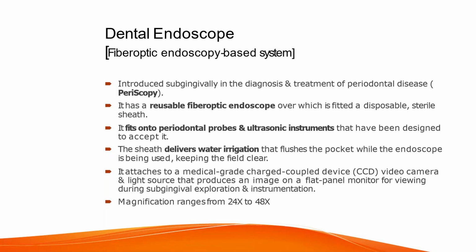The sheath further delivers water irrigation that flushes the pocket while the endoscope is being used, keeping the field clear. It attaches to a medical grade CCD video camera and a light source that produces an image on a flat panel monitor for viewing during subgingival exploration and instrumentation. The magnification ranges from 24x to 48x in perioscopy.